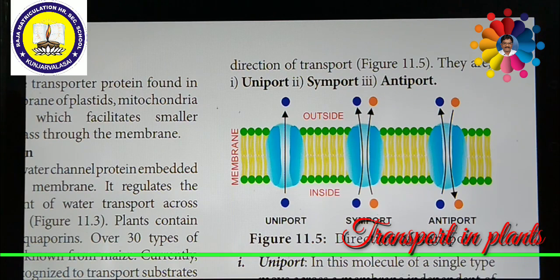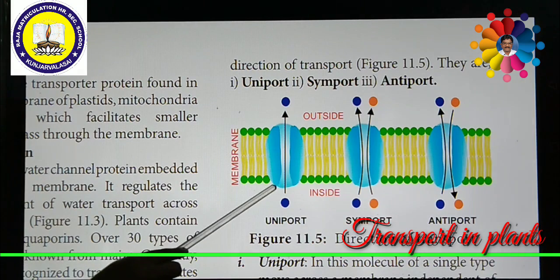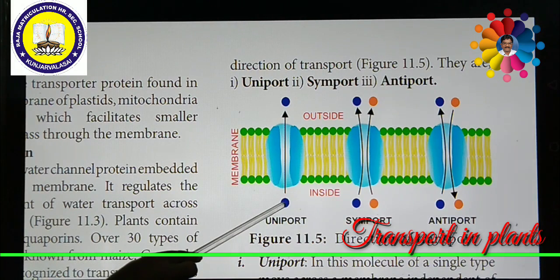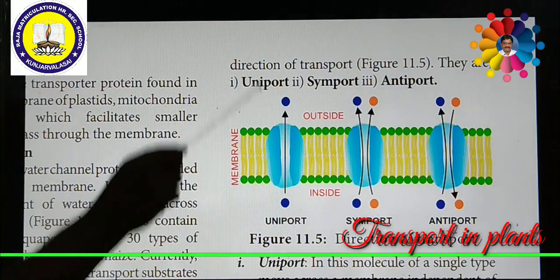As far as carrier protein is concerned, they can carry the material from one place to the other in a single pathway. In uniport, a single type of molecule moves across the membrane independent of the other molecules, in one direction. Suppose this is inside and this is outside. If this protein is carrying a single material to the outside, it is only one direction, so it is called uniport.